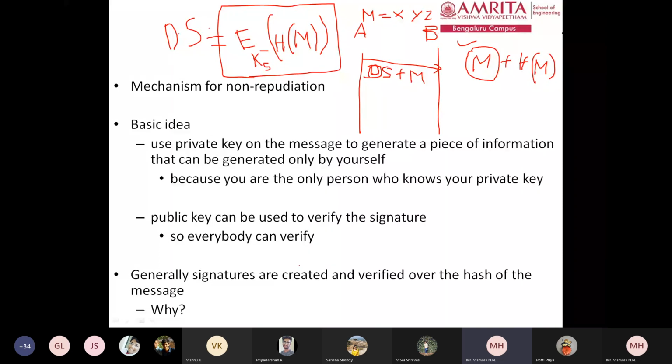And when B decrypts that message using A's public key, what will it get? It will get H of M. And B also has its actual message. So that message is fed into the same hashing algorithm. So B will also get a hash code, and the received hash code and generated hash code will be compared with each other. And if they are the same, integrity is also proved. Am I clear?